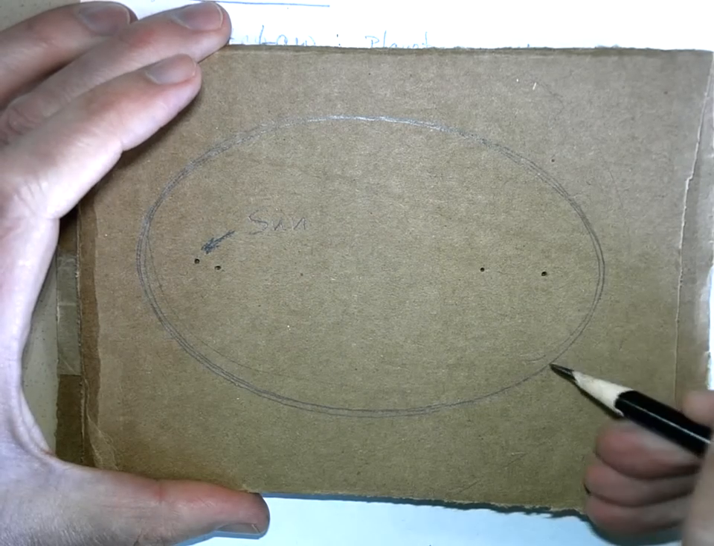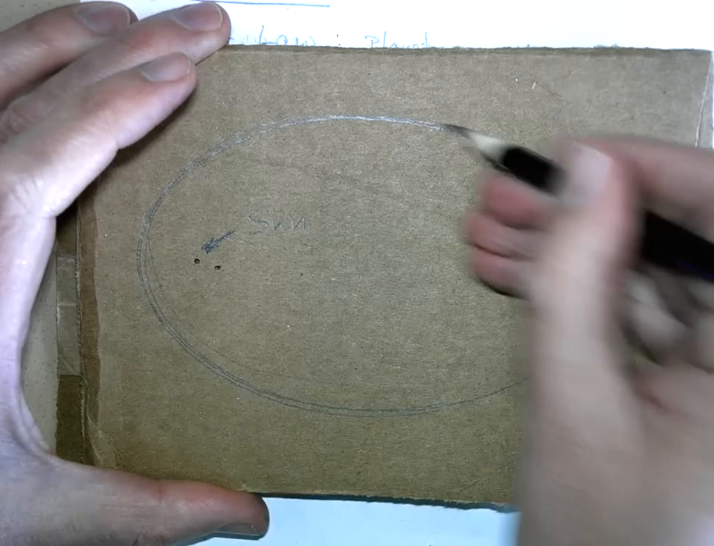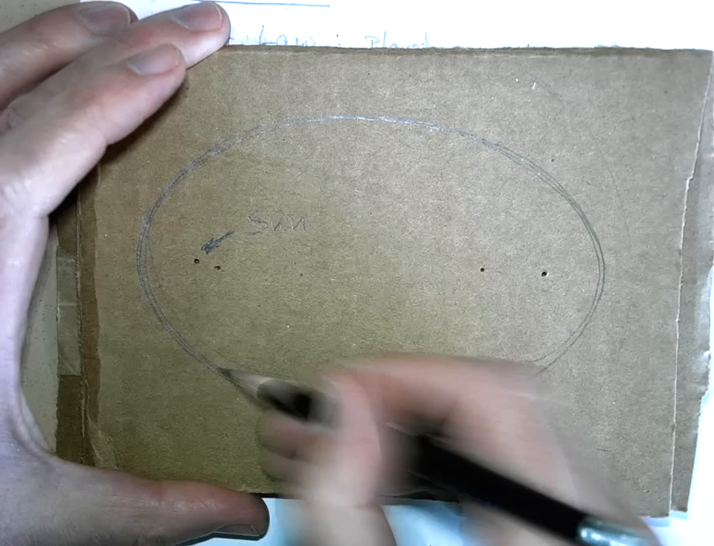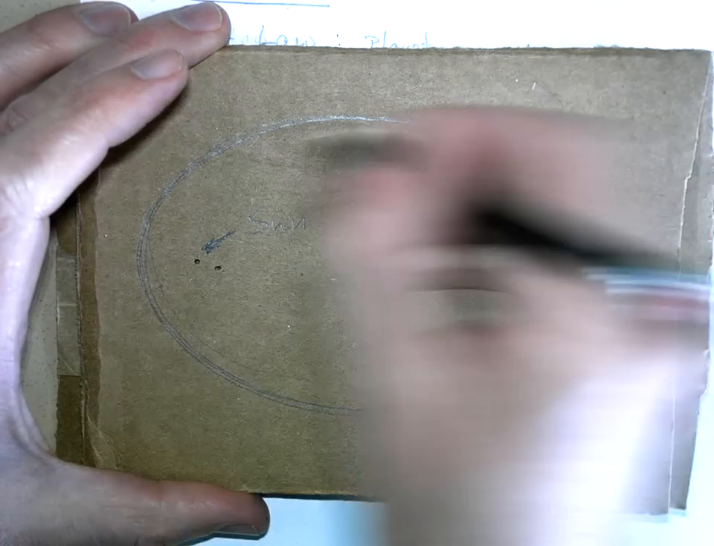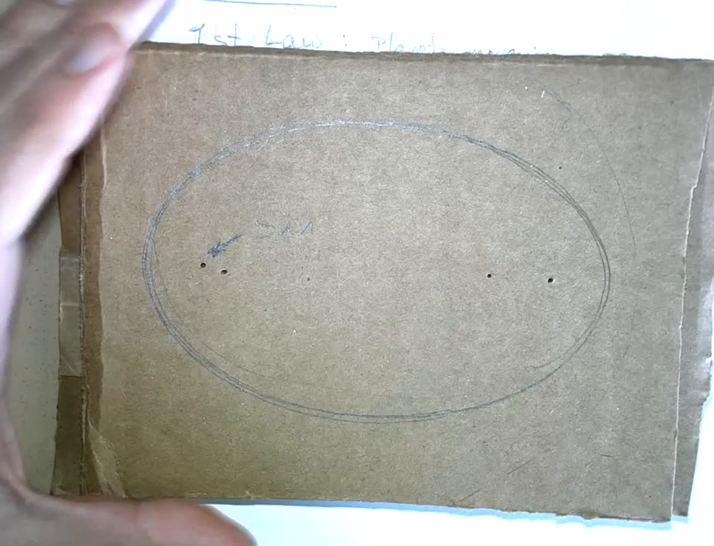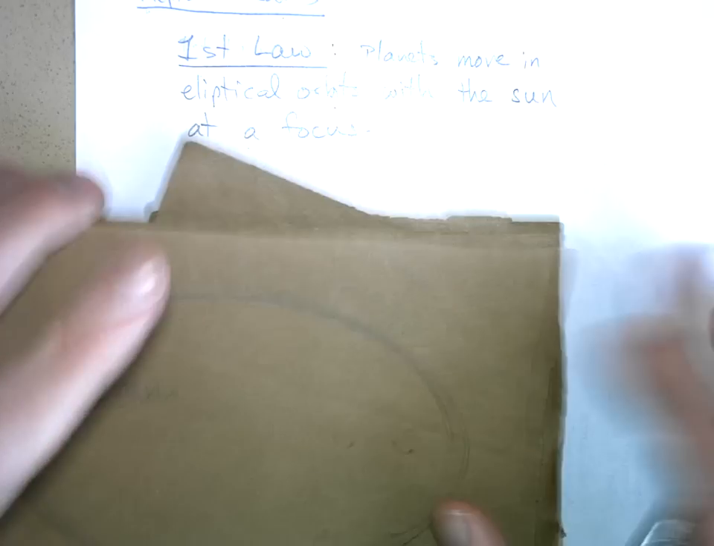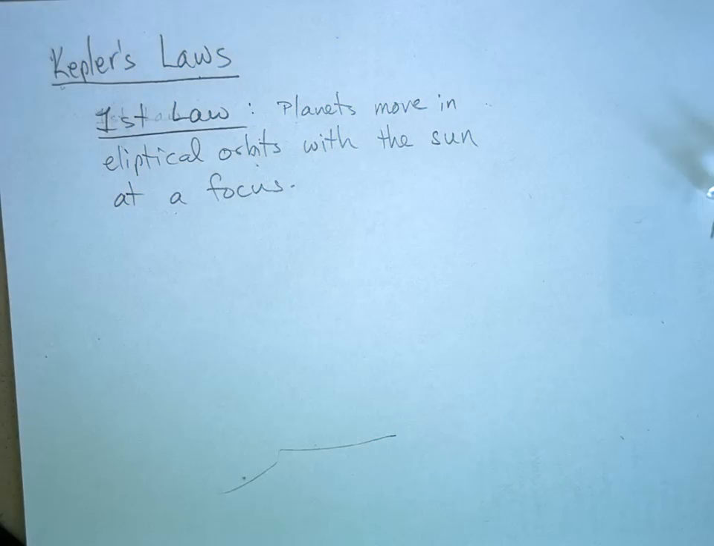Maybe this is more like a comet's orbit. It goes really slow out here. And then as gravity pulls it in, it goes really fast. And then it slows down, and then really fast. So that's how a planet moves around the sun. It moves in an elliptical orbit with the sun at a focus.